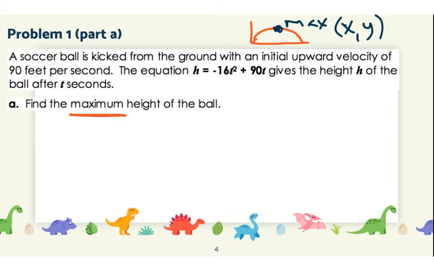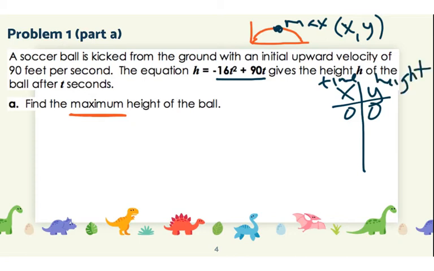I'm putting in negative 16 x squared plus 90x, this whole thing, into my calculator, and I'm just getting the table. I know that the x values have to start at 0, because that's my time. And at 0, the height is also 0. At 1 second, the height is 74 feet high. 2 seconds, 116 feet high. 3 seconds, 126 feet high. Oh, this ball's in the air for a long time.